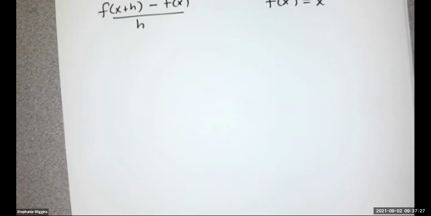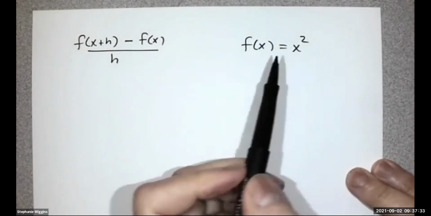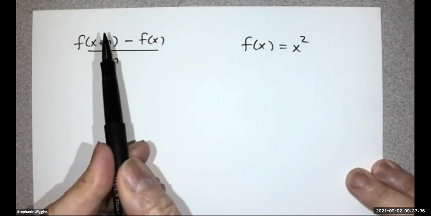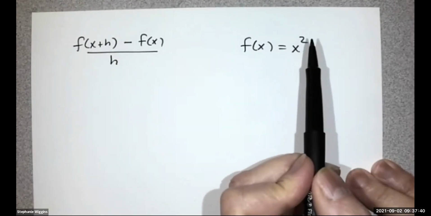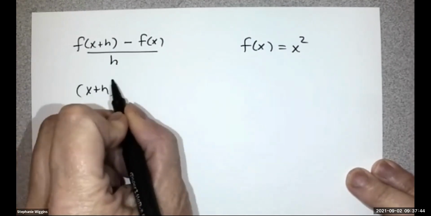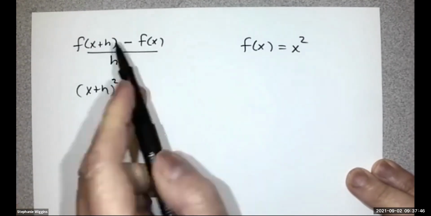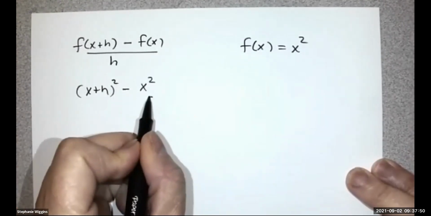So you're going to take whatever your input is. In this case, it's x plus h, and you're going to square it. So instead of x squared, we have x plus h squared. And then we're going to subtract our f of x, which is x squared.